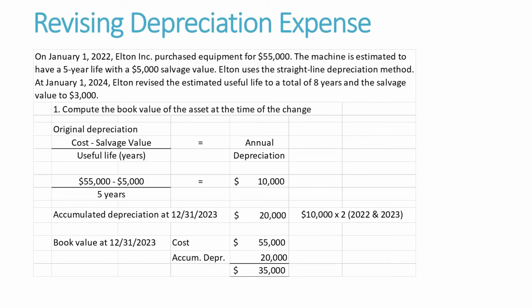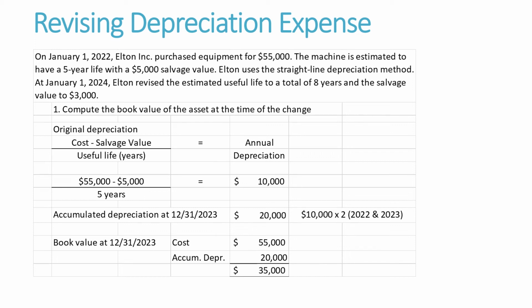So if on January 1 of 2022, Elton Inc. purchased equipment for $55,000, the machine is estimated to have a 5-year life with a $5,000 salvage value. Elton uses straight-line depreciation. At January 1, 2024, so they've used the asset for 2022 and 2023 at that point, they revised the estimated useful life to a total of 8 years and the salvage value to $3,000.